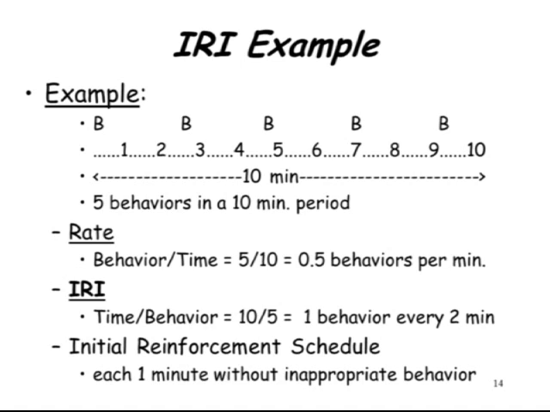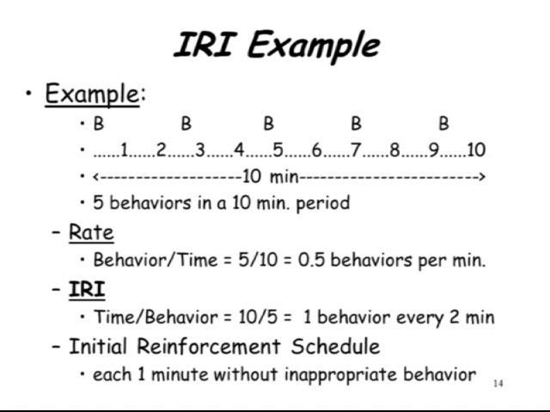The rate of this behavior is 0.5 per minute, because if we take the number of times behavior occurs and divide it by time, that gives us the rate. However, if we want inter-response interval, we do the inverse of that. We take the time and divide it by the number of behaviors. So here we got one behavior happening every 2 minutes.